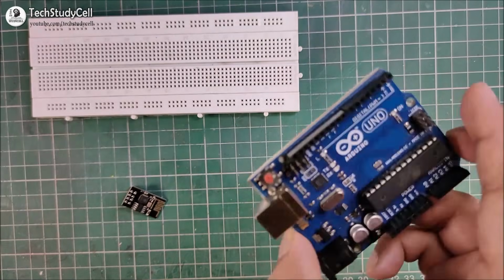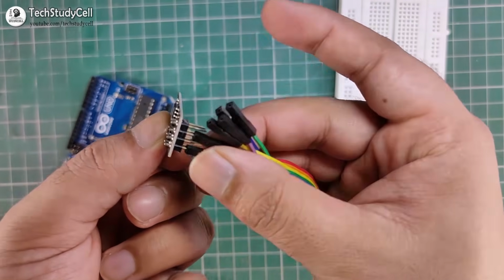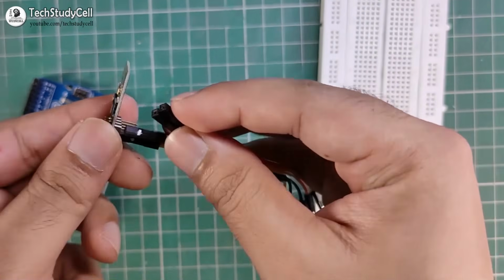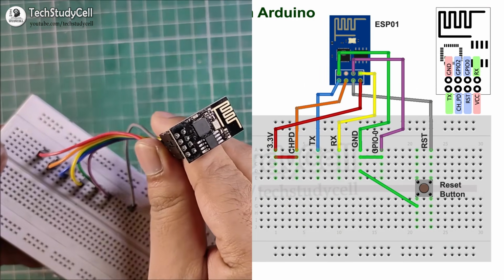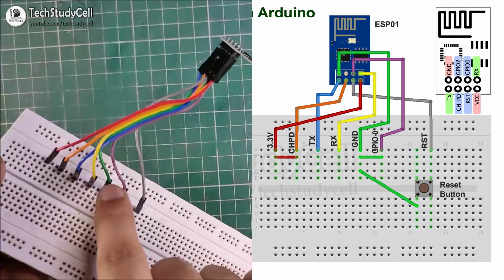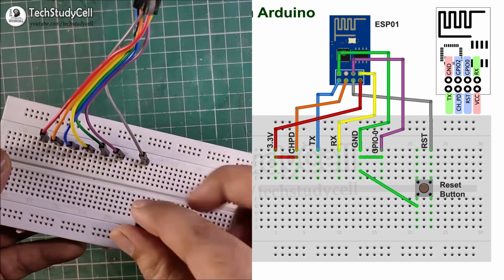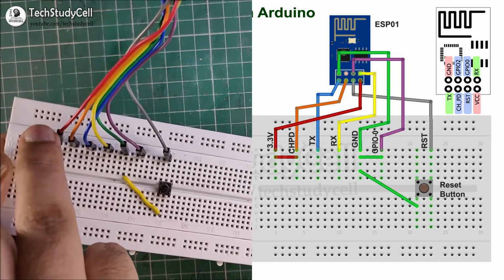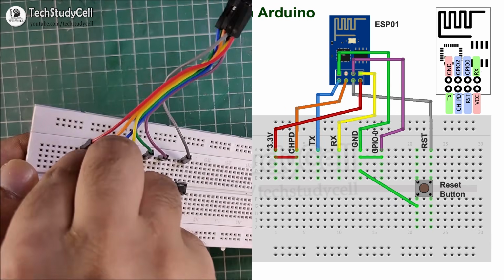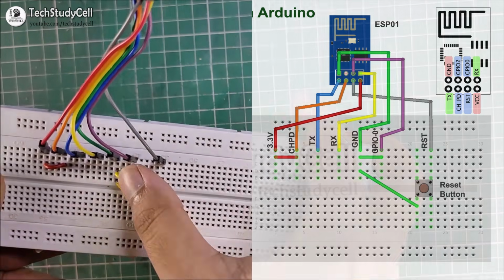Now we need Arduino UNO and the ESP01 board. First I will connect the ESP01 board with the breadboard as per the circuit diagram. As you can see, I have connected this ESP01 with the breadboard. Now I will connect a push button across the reset pin and the ground pin. Then I will connect the VCC and CHPD pin and the ground and GPIO0 pin.